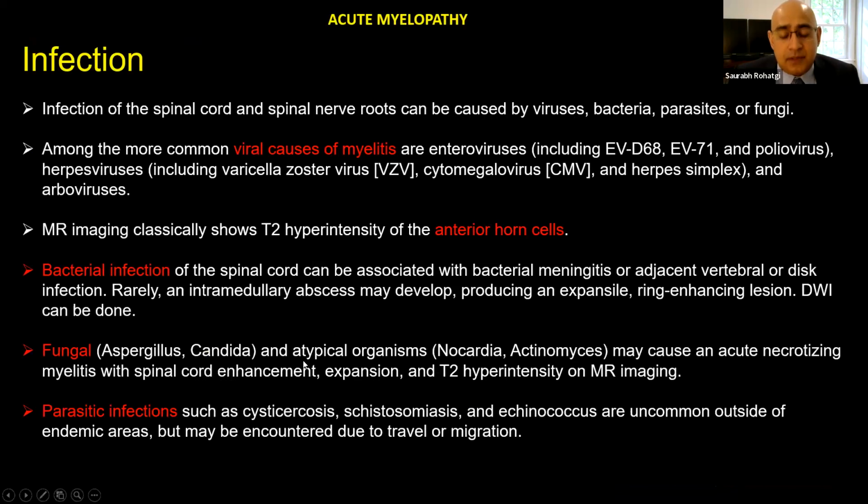Amongst the acute causes of acute myelopathy is infection. Infection of the spinal cord and nerve roots can be caused by bacteria, viruses, parasites, and fungi. The most common viral causes include the EV-D68, the enteroviruses, and the herpes viruses. MR classically shows a T2 hyperintensity of the anterior horn cells.